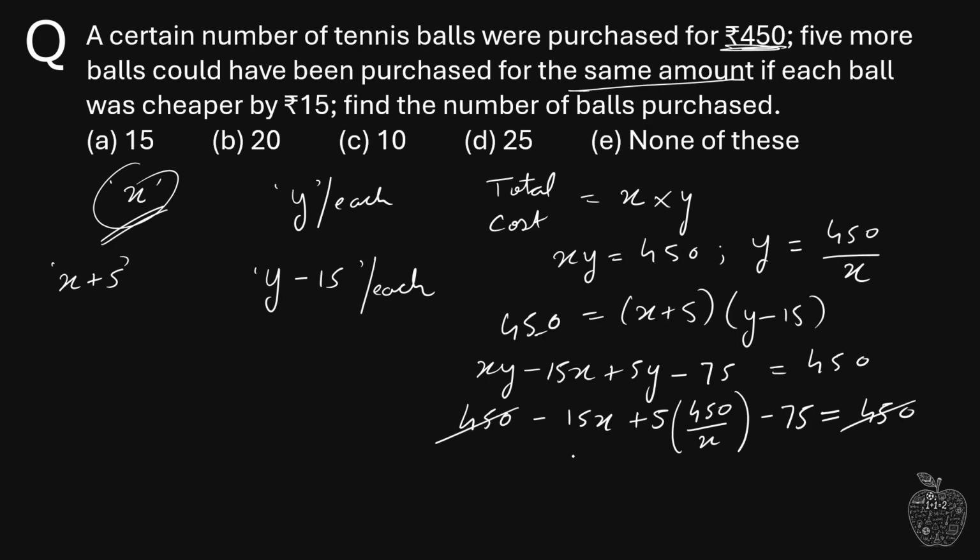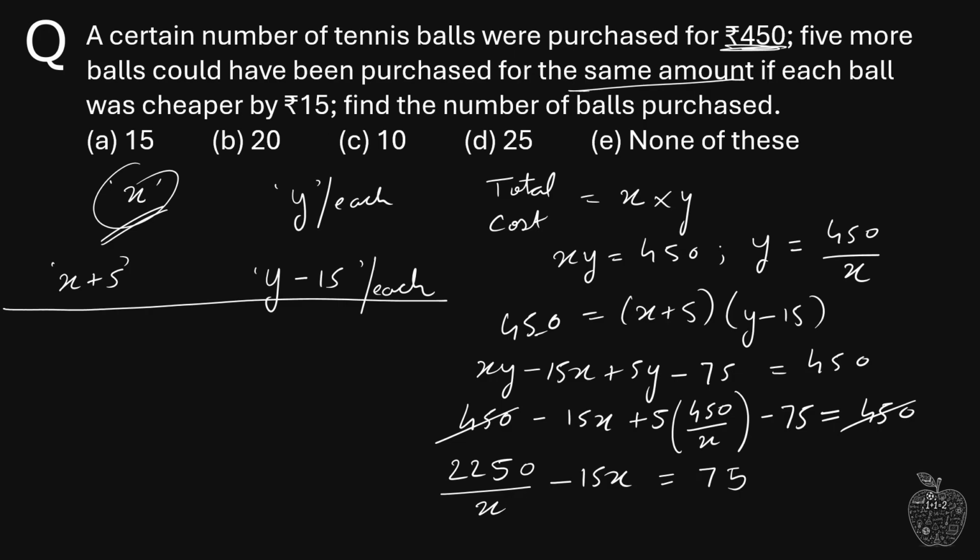450 is gone. We are left with 5 into 450, which is 2250, divided by X, minus 15X. Now let's take this minus 75 to the other side, so we get plus 75. Right, now I'll solve it over here. Let's take the LCM as X. Here we get 2250 minus 15X square is equal to 75 times X.